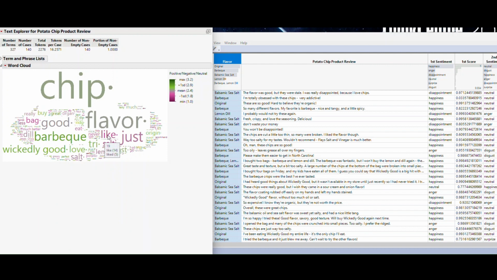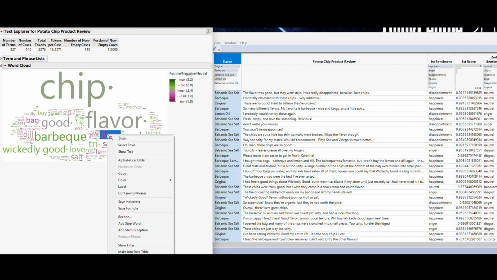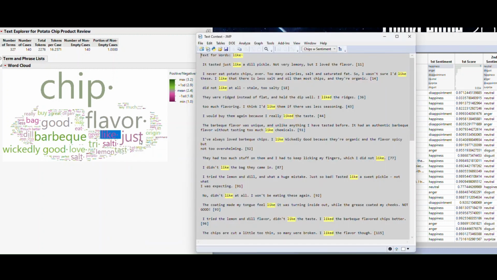One would expect like to be a positive word, but here we see it in red. Let's see why. In the first few cases, it has positive uses, but then there are quite a few negative uses of the word. Not like, didn't like, as well as other sentences of negativity.